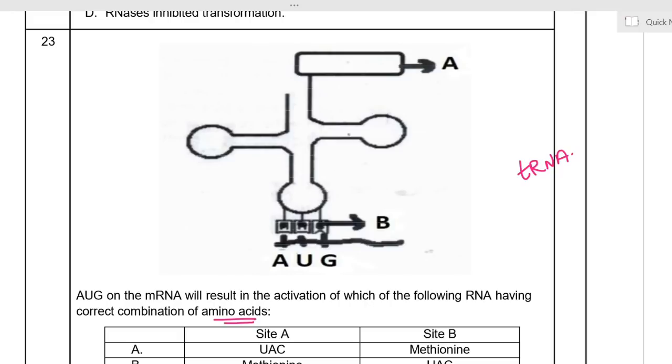So which amino acid will be at our A side? So that would be our option. This will be methionine. Here we will have methionine, and if you talk about B, we will have UAG. So this would be your option. B would be the correct answer.